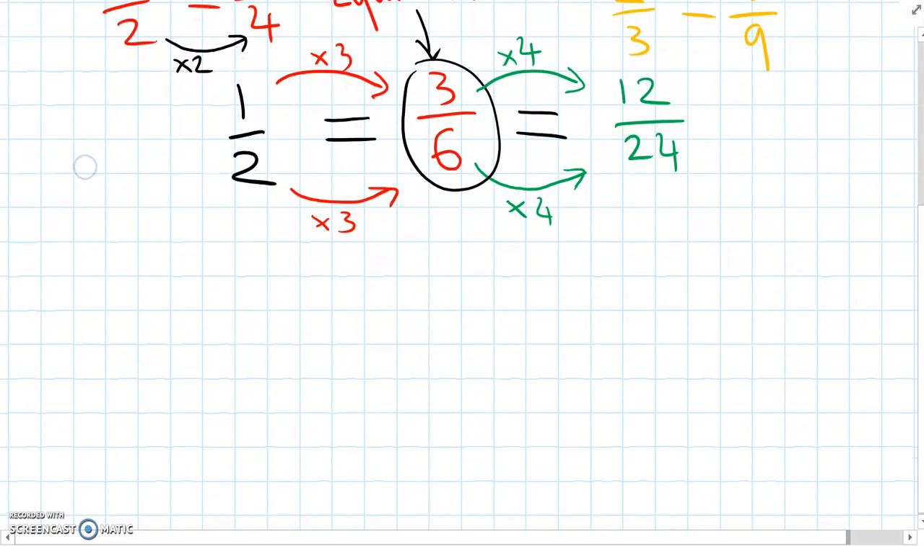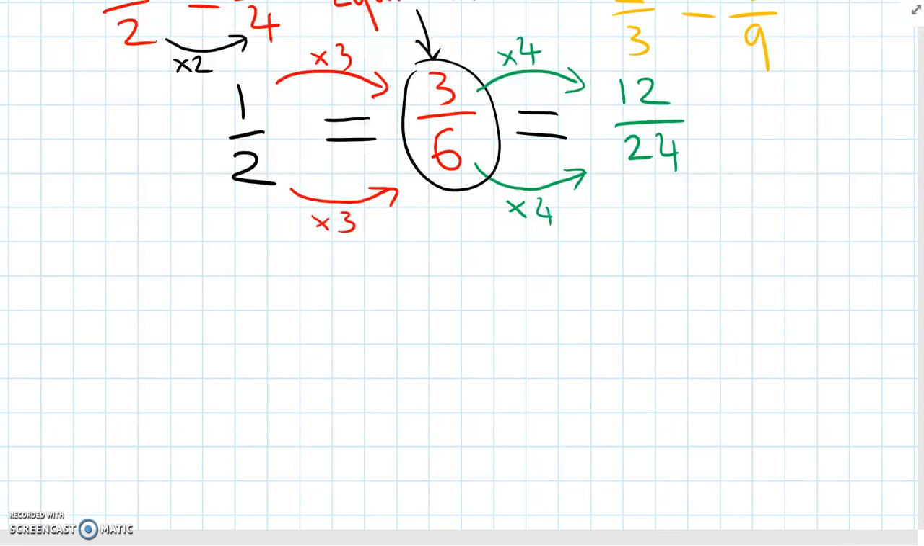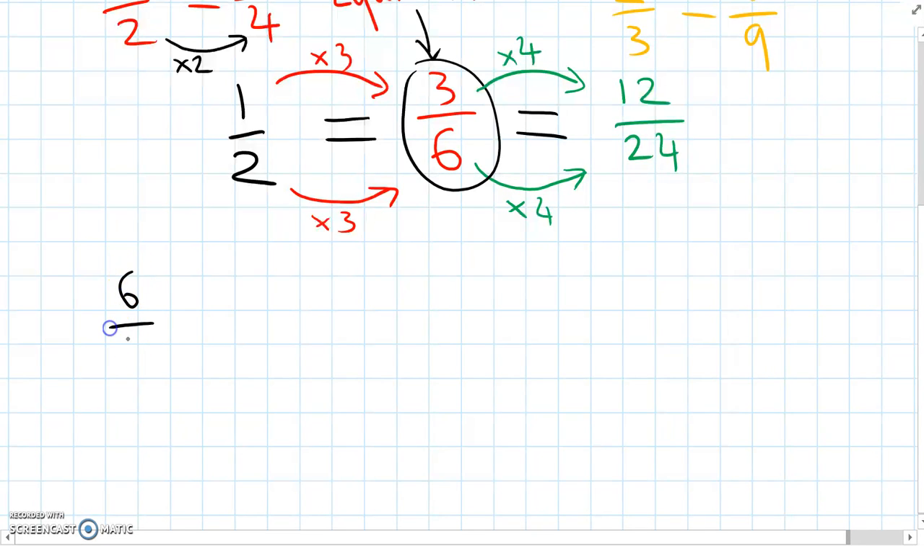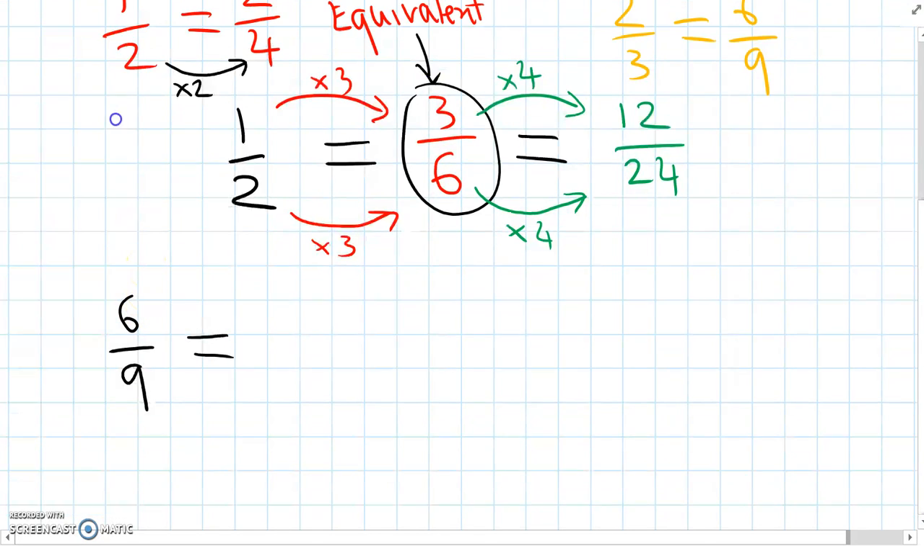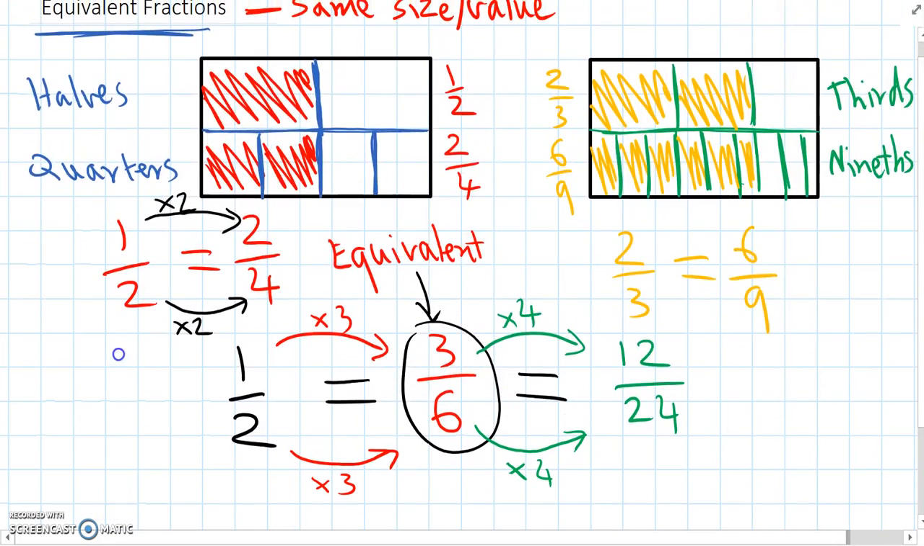But we can also go the other way and make a smaller equivalent fraction. So if we start with 6 ninths, instead of multiplying, we can also divide to make a smaller fraction. And if we look at our yellow fraction wall here, we can see that 6 ninths was equal to 2 thirds. And let's think backwards. How did we go from 6 to 2? Well, instead of multiplying, we must have divided. And 6 divided by 3 is 2.